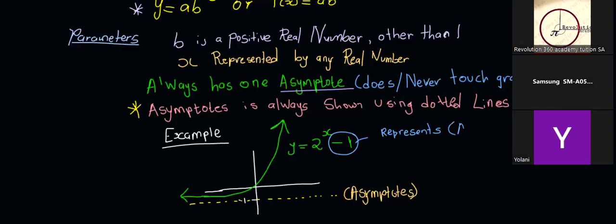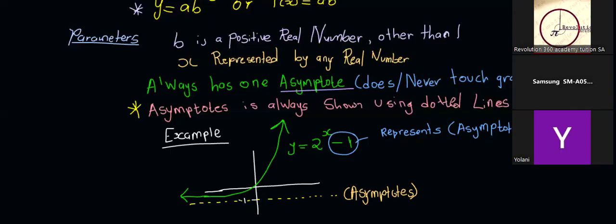A lot of learners confuse an axis of symmetry with an asymptote. An axis of symmetry also has dotted lines, but it's totally different from an asymptote. You know why? An axis of symmetry is the line that divides or cuts the graph into two equal parts. So any line that cuts the graph into two equal parts, we call it an axis of symmetry. But an asymptote, which is also shown using dotted lines, is a line that will never meet the graph, or does not touch the graph.